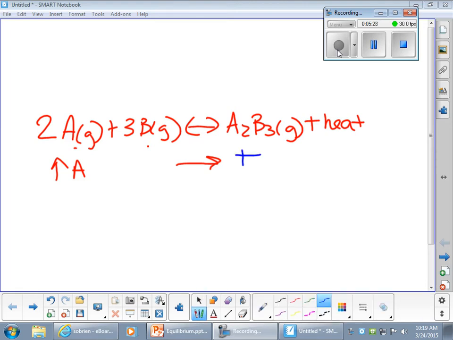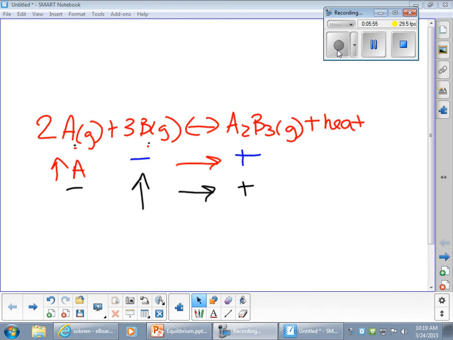So let's look at another example. If you were to increase the concentration of B, again it is on the left of the arrow. Since it's on the left of the arrow, we're going to shift to the right. When you shift to the right, it's saying make more of everything on the right. So A2B3 would go up. Because I shifted to the right, I used up my A and B, so the amount of A and B would go down. I'm going to just write a minus sign over time.